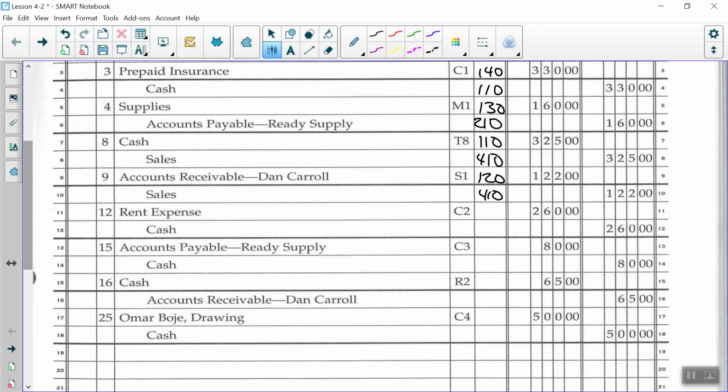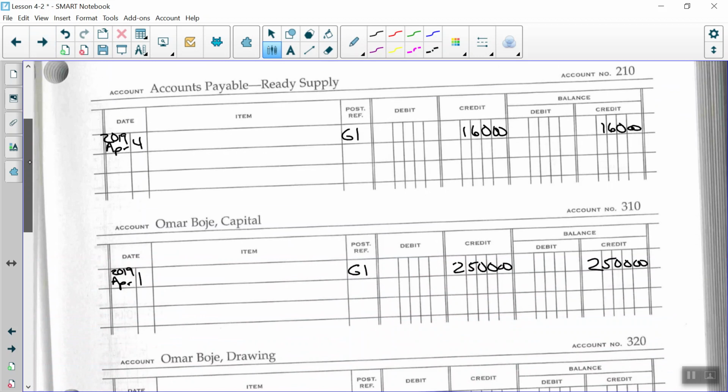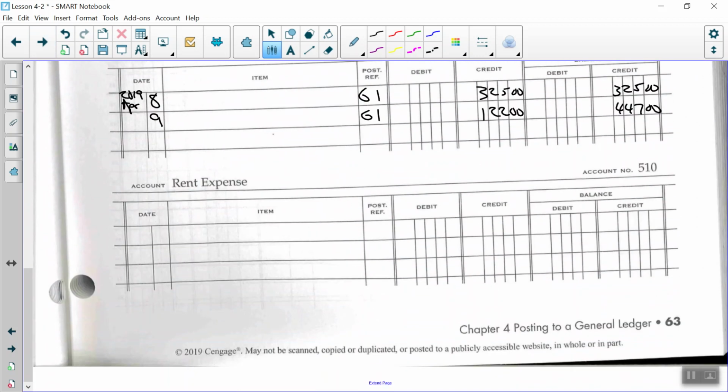Okay. Questions? Everybody good? All right, so now we paid cash for rent, $260. So we go find our rent expense. That should also be on page 63. Okay, so we're going to put our full date. So 2019, April 10th? No. Oh, sorry, 12th. I'm looking at the wrong page for some reason.